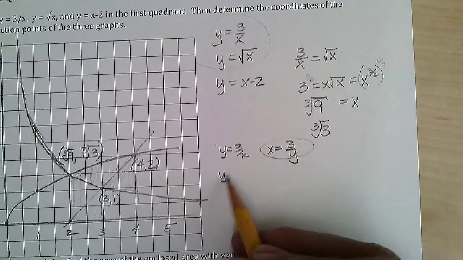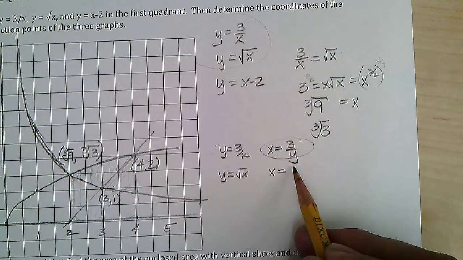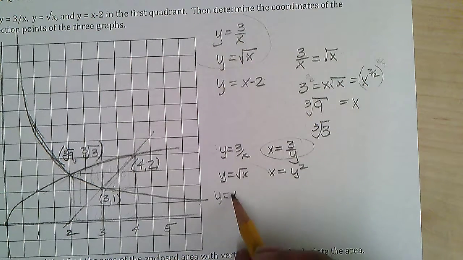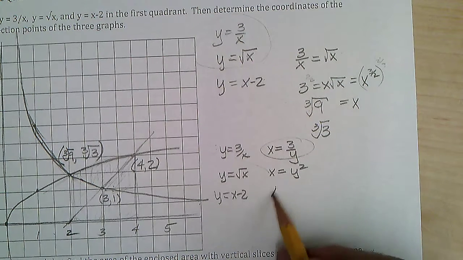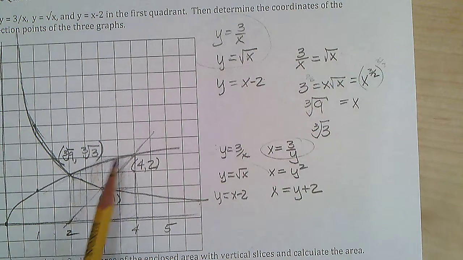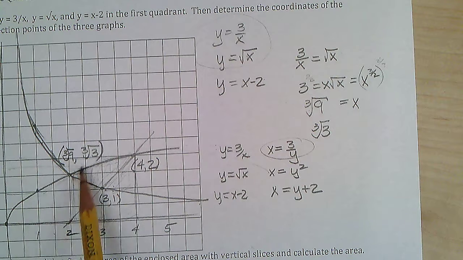And for y equals the square root of x, if I square both sides, I get x equals y squared. That's this one. And for y equals x minus 2, I add 2 to both sides, and I get x equals y plus 2. Okay, so now I've got to find the area under the line, that's this way, minus the area under this curve in this part, and the area under this curve in this part.